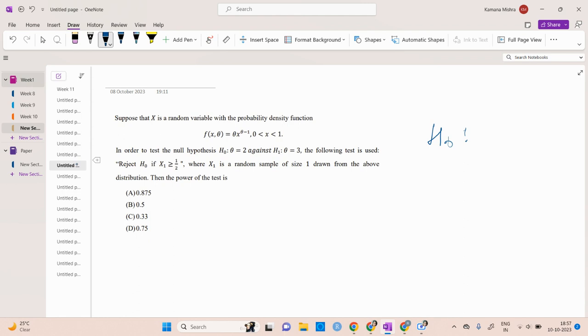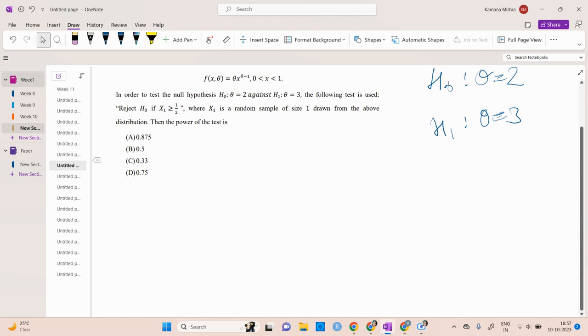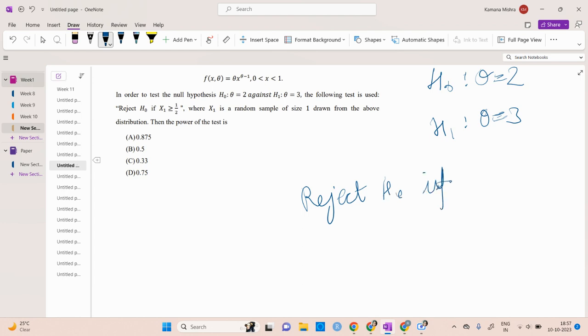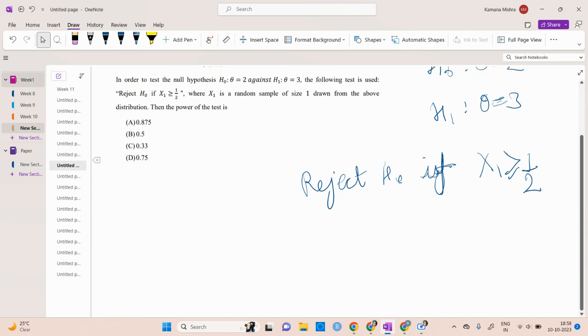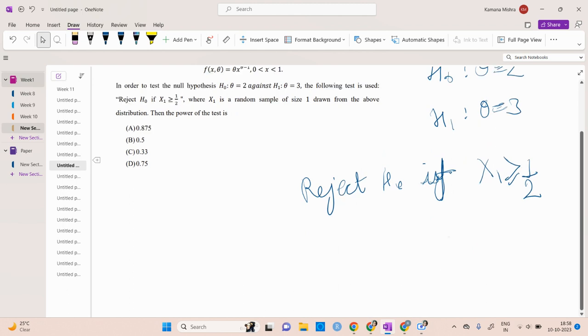With H naught: theta is equal to 2, and H1: sorry, theta is equal to 3. The test used is: reject H naught if x1 is greater than or equal to 1 by 2, right? And x1 is a random sample of size 1, right? So size is 1 now, drawn from the above, right?